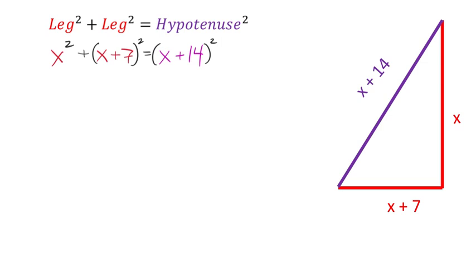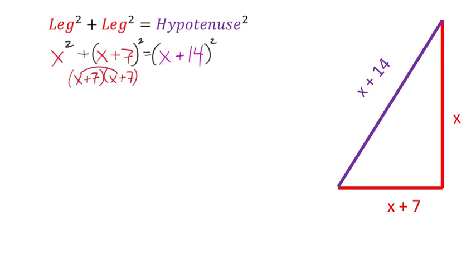So let's take a look first at our x plus 7. Remember, x plus 7 squared is like taking x plus 7 and multiplying it by x plus 7. This does not mean that you'd have x squared plus 49. That's not what it means. You've got to square everything on the inside of that parentheses. So it's x plus 7 times x plus 7.